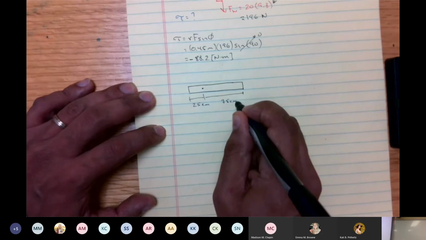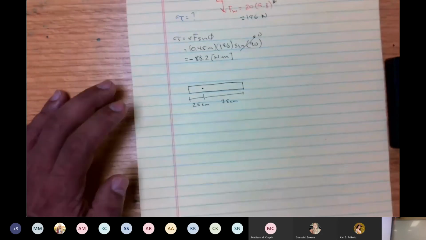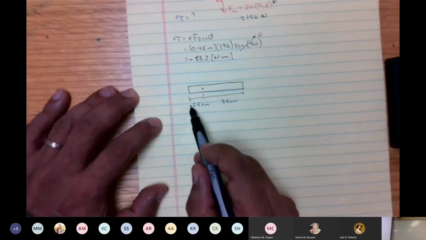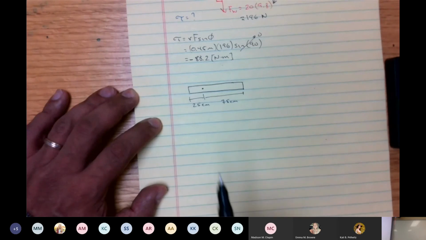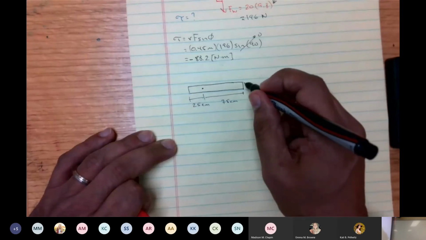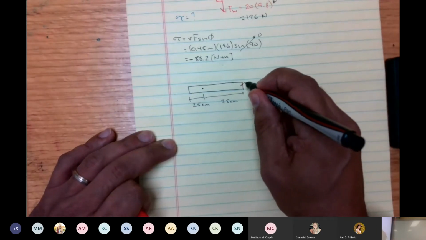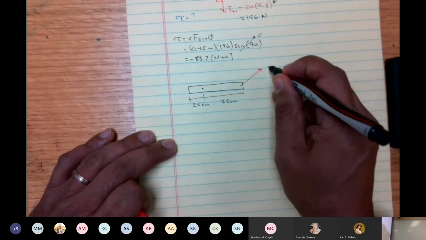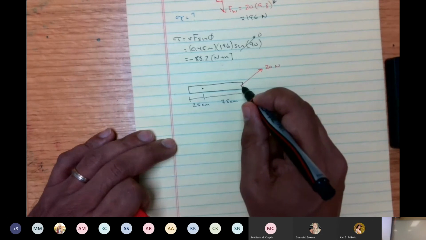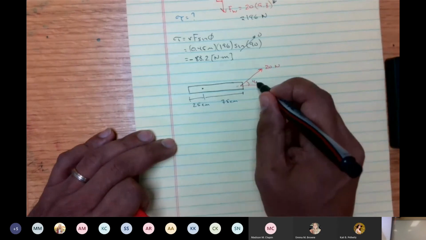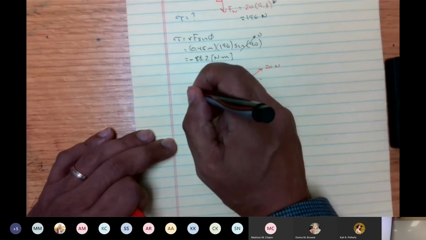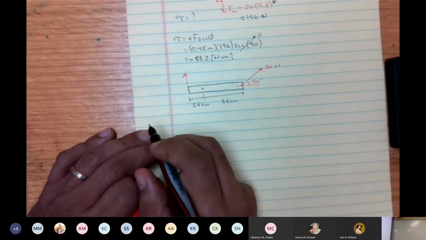Okay, this one is going to be just a piece of wood. The length is 1 meter. And the pivot point is going to be 25 centimeters from the left edge. Then we're going to have two forces. One force has 20 newtons and an angle of 40 degrees. And then this one is going to have a magnitude of 30 newtons.